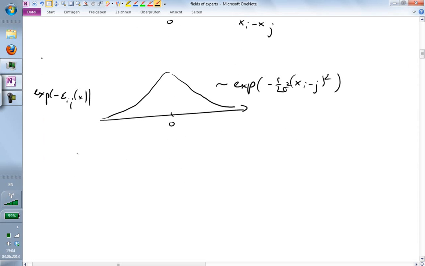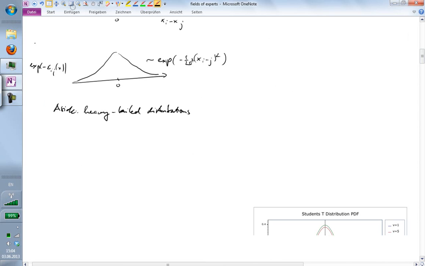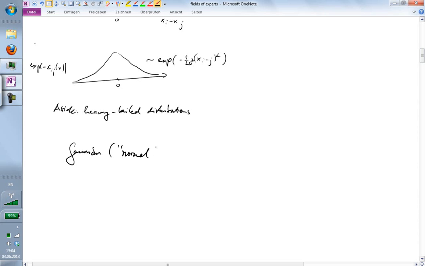As an aside here, a short discussion of heavy-tailed distributions. The Gaussian is considered normal. It's proportional to that.